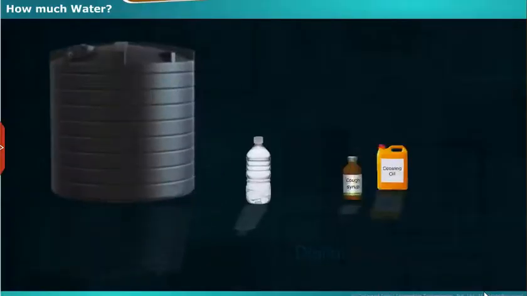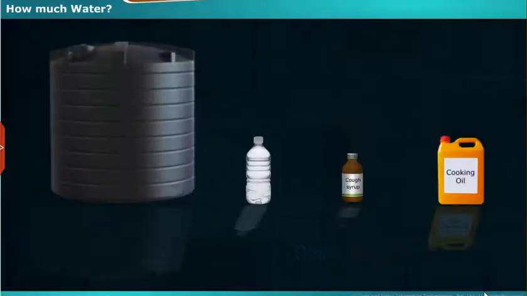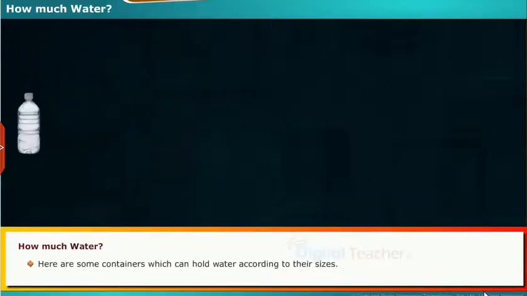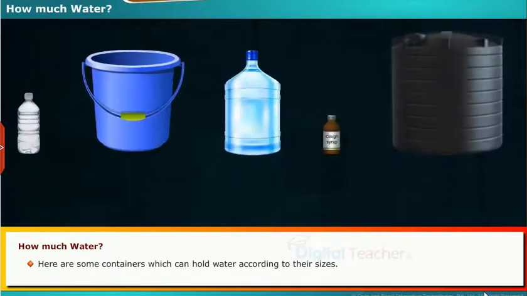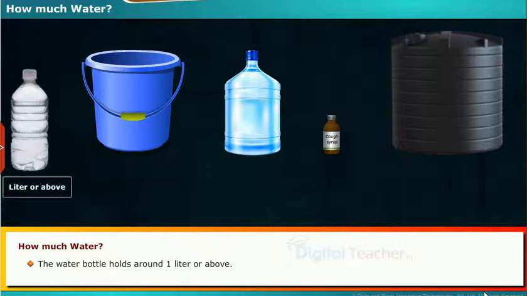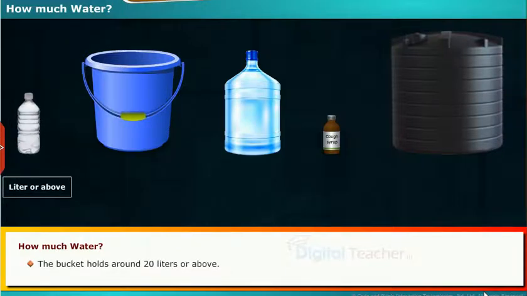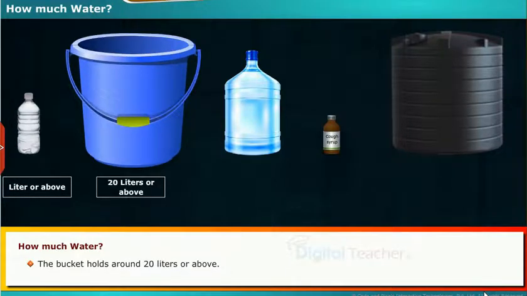Now we see the quantity of water held by different things. Here are some containers which can hold water according to their sizes. The water bottle holds around 1 liter or above. The bucket holds around 20 liters or above.